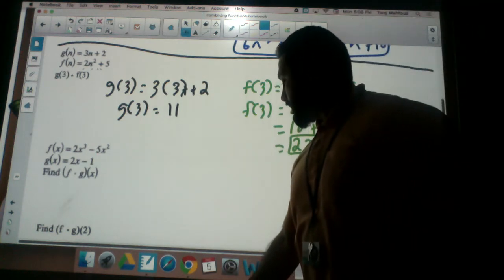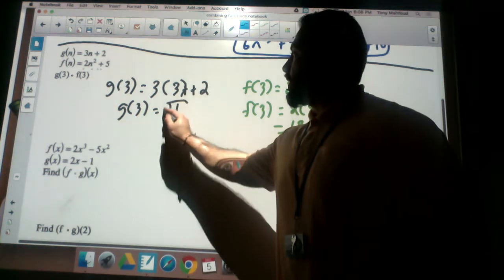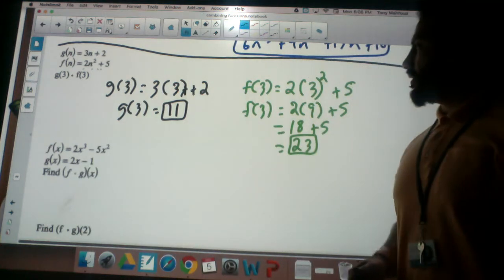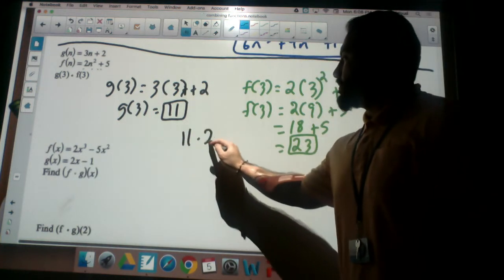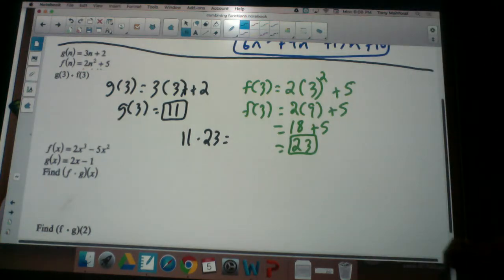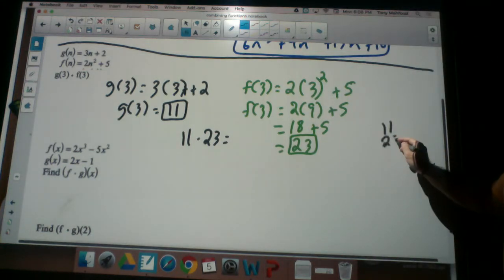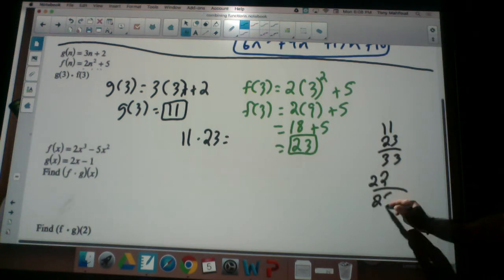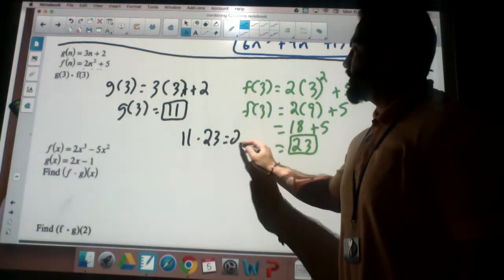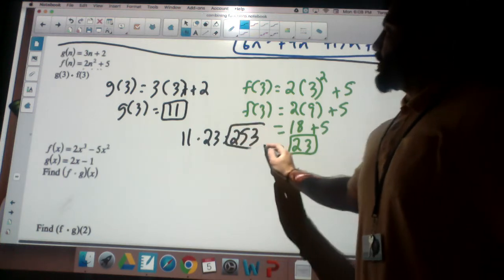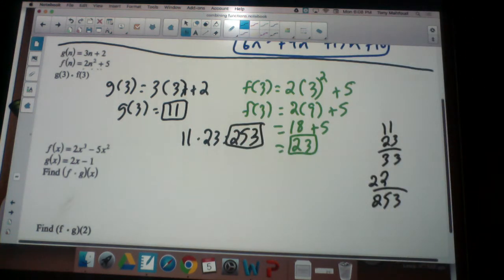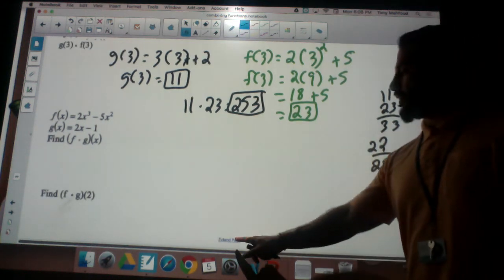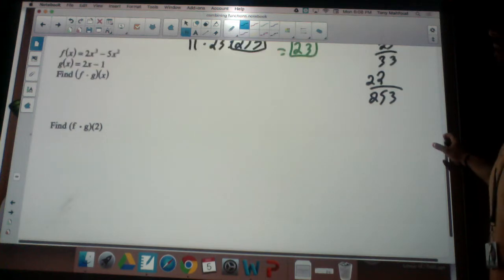Once I know f of 3 and g of 3, my last thing to do here is take g of 3 and multiply it by f of 3. Well, 11 times 23, I only need to do this the long way. So 11 times 23, that's going to give me 33, 22, 253. And that was pretty fast. That will be my final answer. Alright, last one. See how fast we did this.